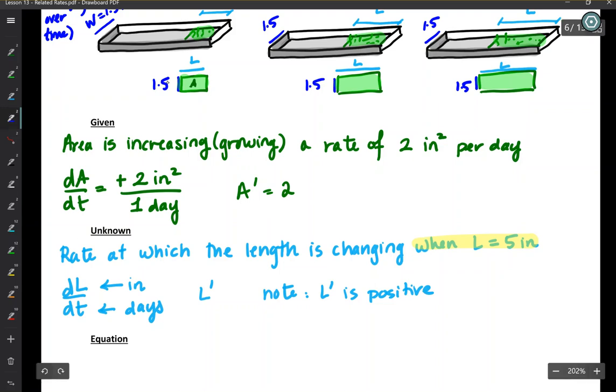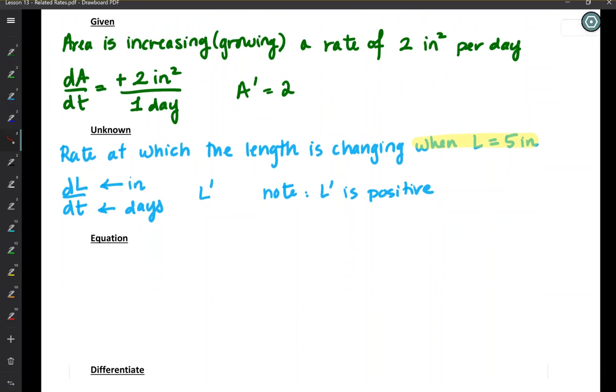I've been given information about the width. It's always 1.5 inches. I've been asked to find something out about the rate at which L changes with respect to time, and I've been given information about the rate at which A changes with respect to time. So how are length, width, and area of a rectangle all related? We know that the area of a rectangle is equal to its length times its width.